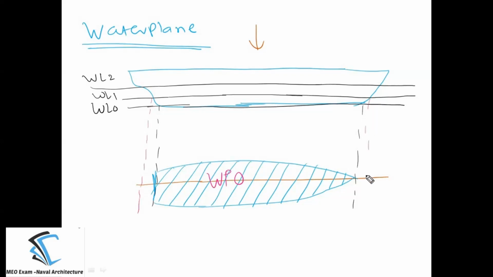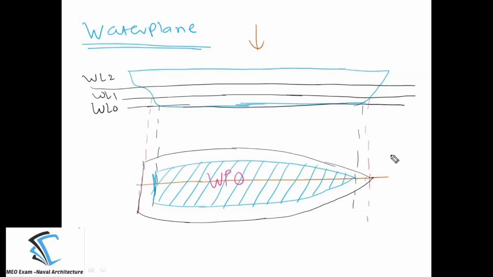Take the projections like this. And if you see from the top, it will look like this. The water plane 1 will always be greater than the water plane 0. So water plane 1 will always be greater than water plane 0 in the case of a ship. As you go from the keel to the deck and calculate the water plane area, the water plane area is always going to increase. Okay, this is one thing.